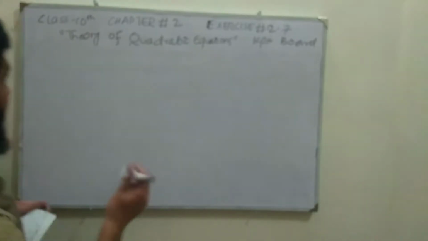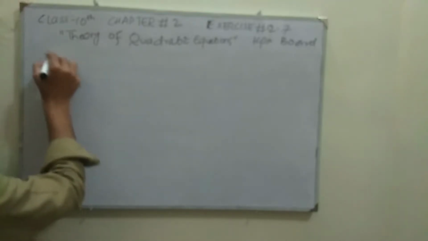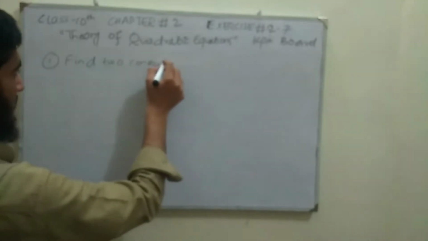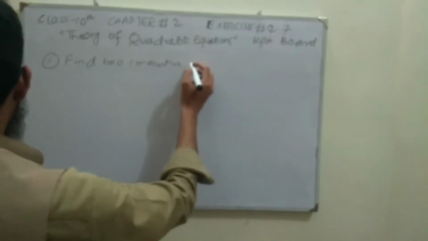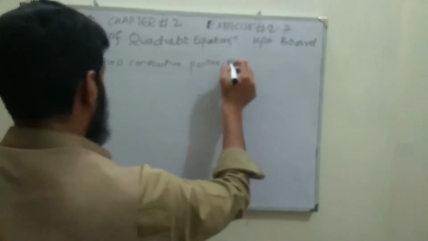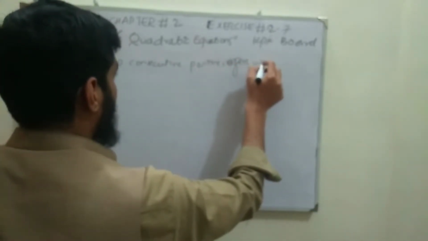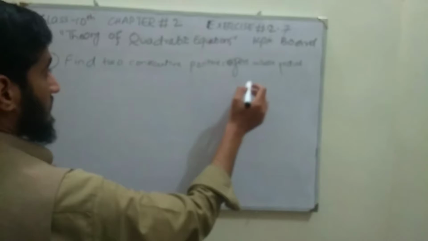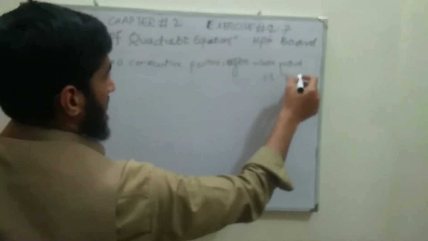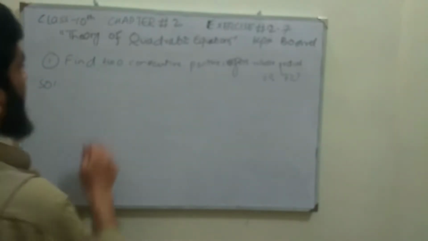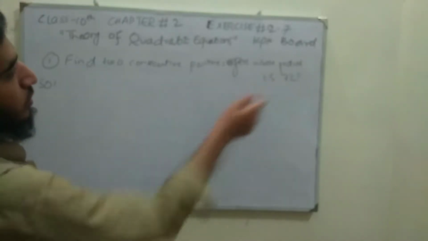Question number one in exercise number 2.7 is: find two consecutive positive integers whose product is 72. Solution: find two consecutive positive integers whose product is 72.